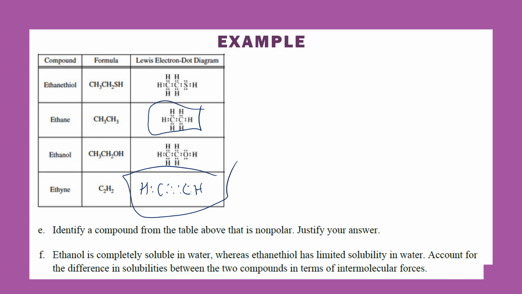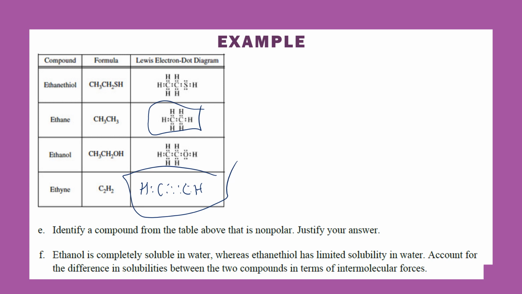You want to say that either the bonds are nonpolar and in an arrangement that makes the molecule overall nonpolar, or you could say there's a relatively even distribution of electron density around the entire molecule. And that was just 1 point, all or nothing, for that question.